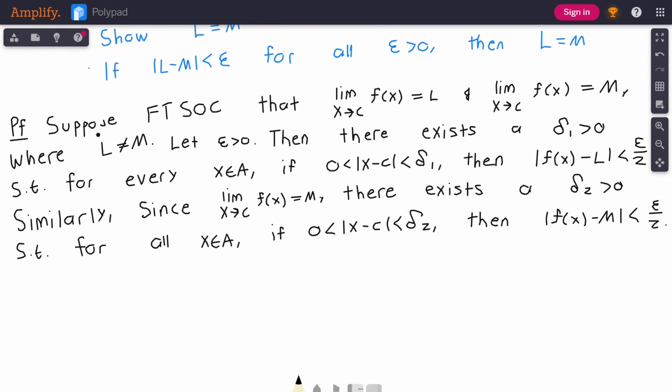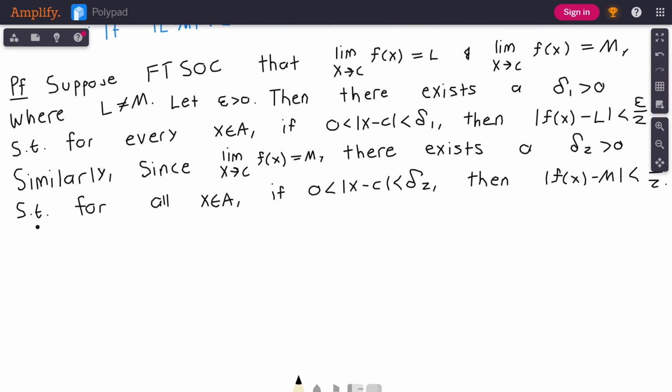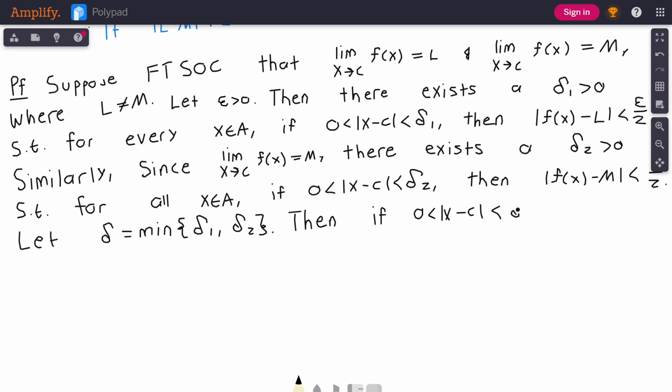Okay, so now we're going to let delta be the minimum of delta 1 and delta 2. Then if 0 is less than the absolute value of x minus c is less than delta, what do we got?